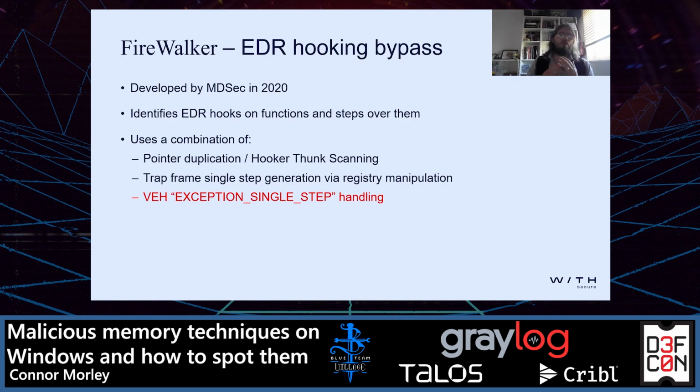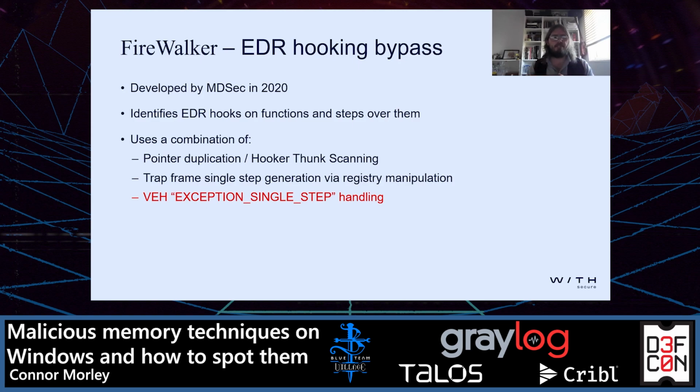So the example for EDR bypassing using VEH is Firewalker. Firewalker was developed by MDSec back in 2020, and it's a brilliant POC. Effectively what it does is it scans for EDR hooks on known functions for their telemetry gathering for security purposes and steps around them using VEH. It does this by scanning for pointer duplication or func scanning and trap frame single step generation via register manipulation. I won't go into those.